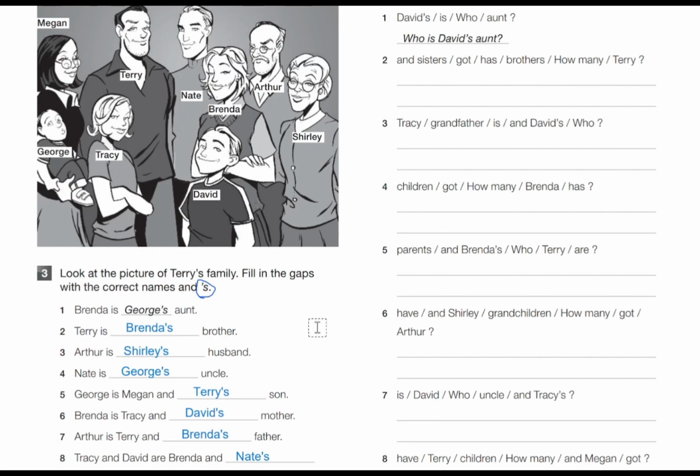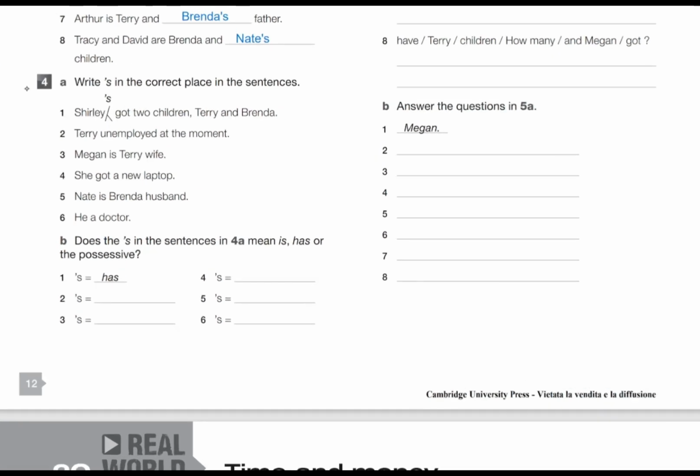We're moving to exercise 4. Exercise 4 is asking us to write apostrophe S in the correct place in the sentence. The first one is done. Look, Shirley, apostrophe S got. I mean, Shirley has got. When we use the contraction form, it would be apostrophe S, but it really means has. Shirley's got 2 children, Terry and Brenda.